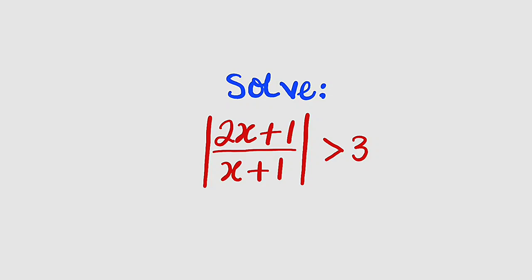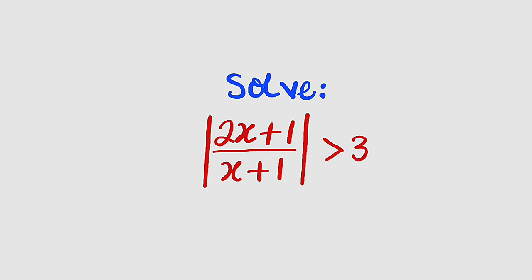Hello everyone, in this tutorial we are going to provide a solution to this interesting absolute value inequality. We are asked to solve the absolute value of (2x plus 1) divided by (x plus 1) greater than 3. First of all, let us find the critical points.